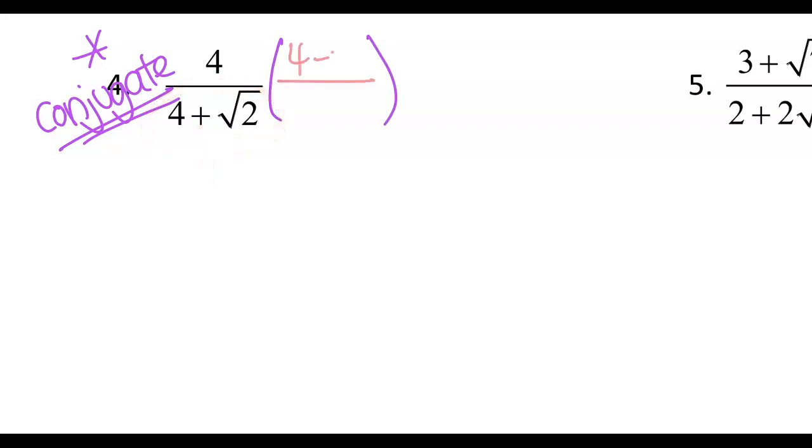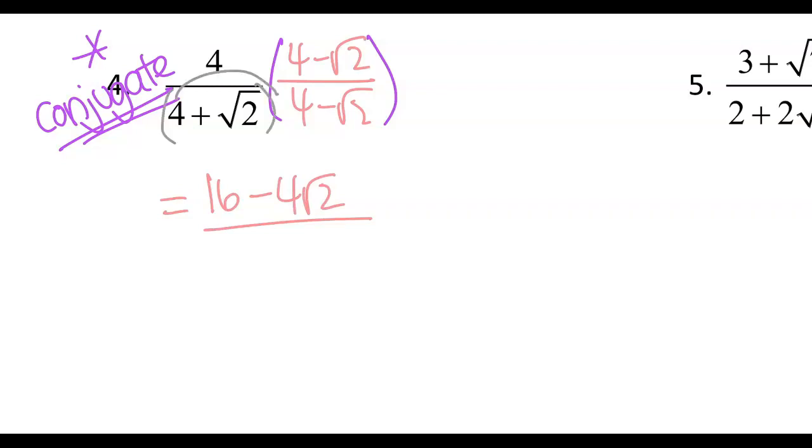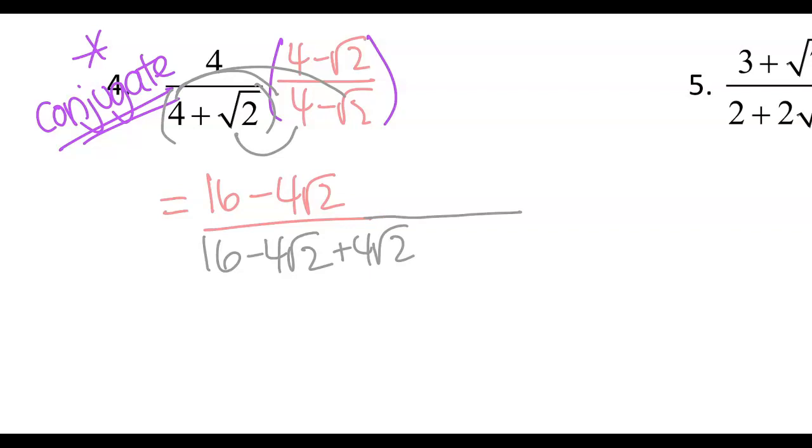So we're going to make this 4 minus the square root of 2, 4 minus the square root of 2. In your numerator, you're just going to distribute that 4. So we're going to make this in the numerator, 4 times 4, which is 16, minus 4 square root 2. The denominator, we're going to need to FOIL. So 4 times 4 is 16. 4 times negative square root 2 is negative 4 square root 2. Square root of 2 times 4 is positive 4 square root 2. And then square root 2 times square root 2 is going to be negative square root of 4.